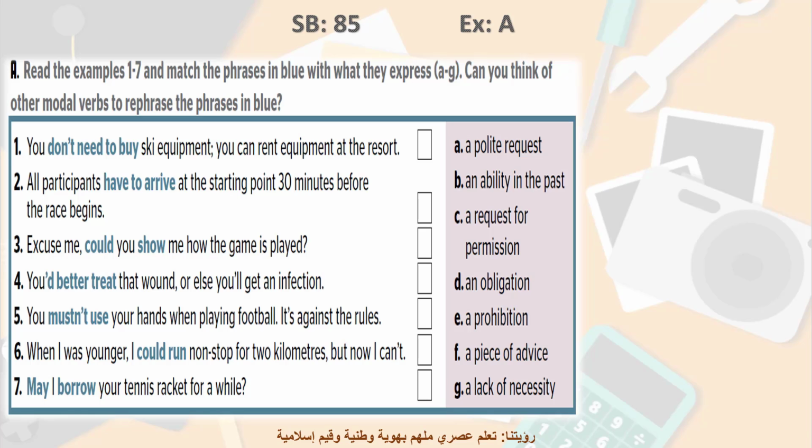C. A request for permission. طلب الإذن، الاستئذان. D. An obligation. obligation يعني اضطرار، إجبار. E. Prohibition يعني منع أو حظر. F. A piece of advice، طبعا معناها إسداء النصح أو النصيحة. And finally G. A lack of necessity يعني نقص الضرورة، يعني مثل ما نقول ما يحتاج.